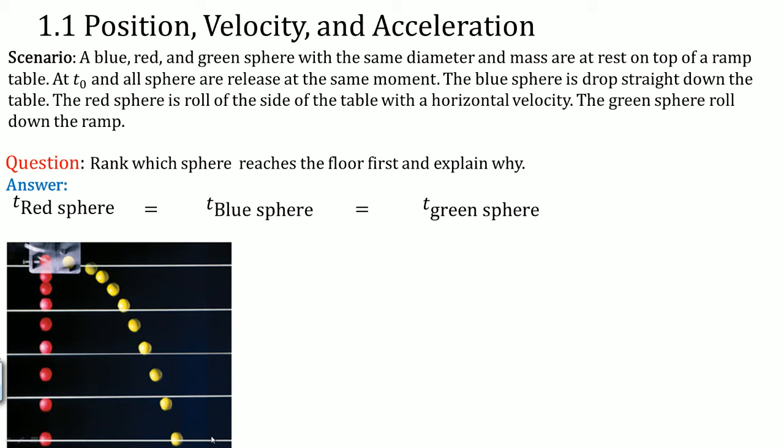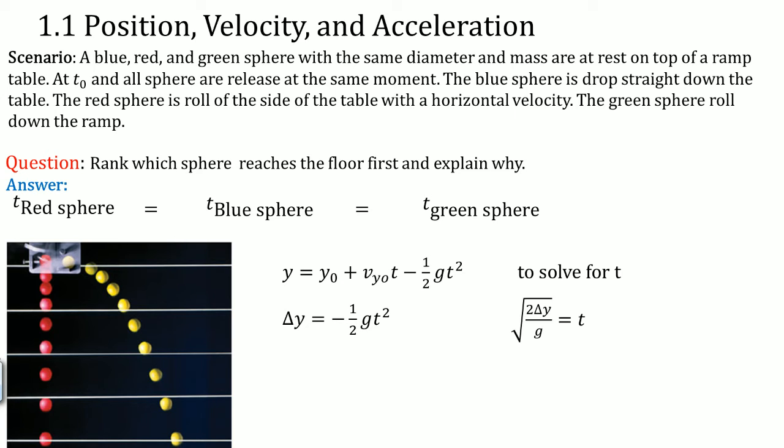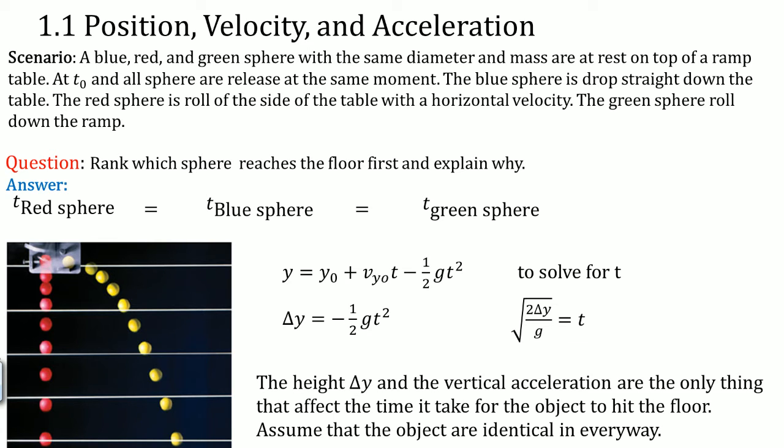If you look at the kinematics equation in the y direction, which is how it's traveling, notice you can solve for t, which is the time it takes the object to reach the ground. This assumes that the velocity in the y direction goes to 0. Okay, and then you can now solve for t. The two things that t is a function of are the height and the vertical acceleration. They are the only things that affect the time it takes for the object to hit the floor.